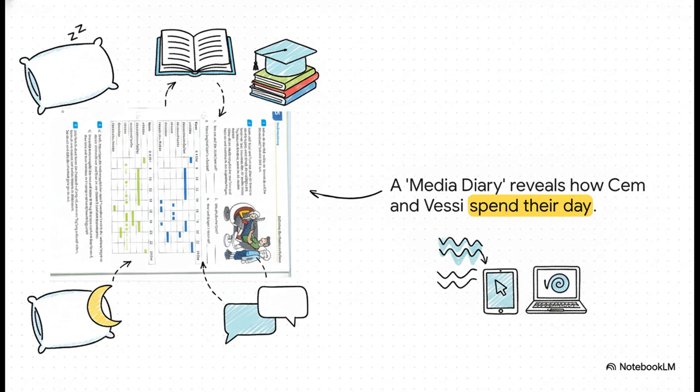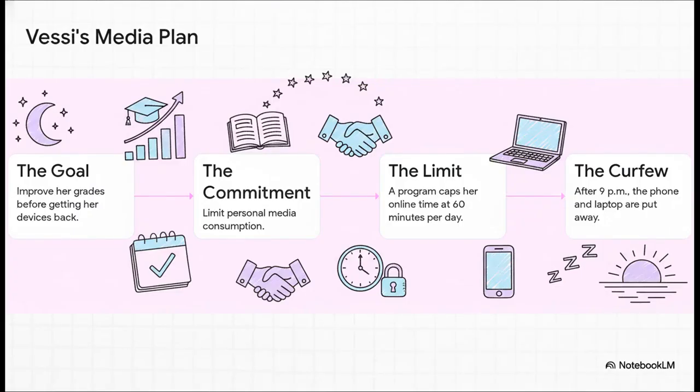Each colored block shows what they're doing: sleeping, school, chatting online, surfing the web. Just seeing your day laid out like this can be a huge eye-opener. It makes you ask, where is my time actually going? And once you have that awareness, you can actually take some steps.